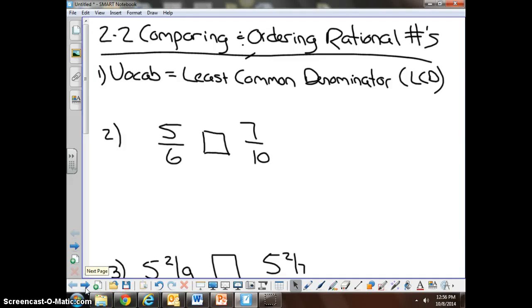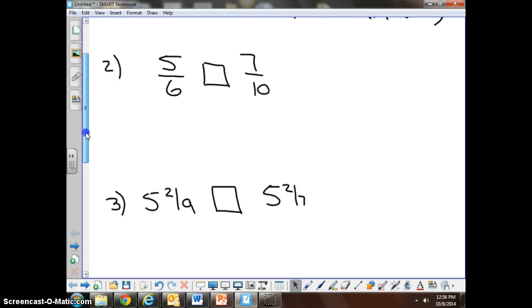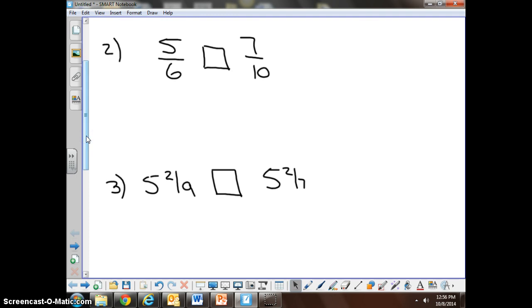2-2, comparing and ordering rational numbers. One vocabulary word: least common denominator, oftentimes referred to as LCD. So when you see least common denominator, you need to know what that means, and LCD would be the abbreviation for least common denominator. Examples of problems you will see.